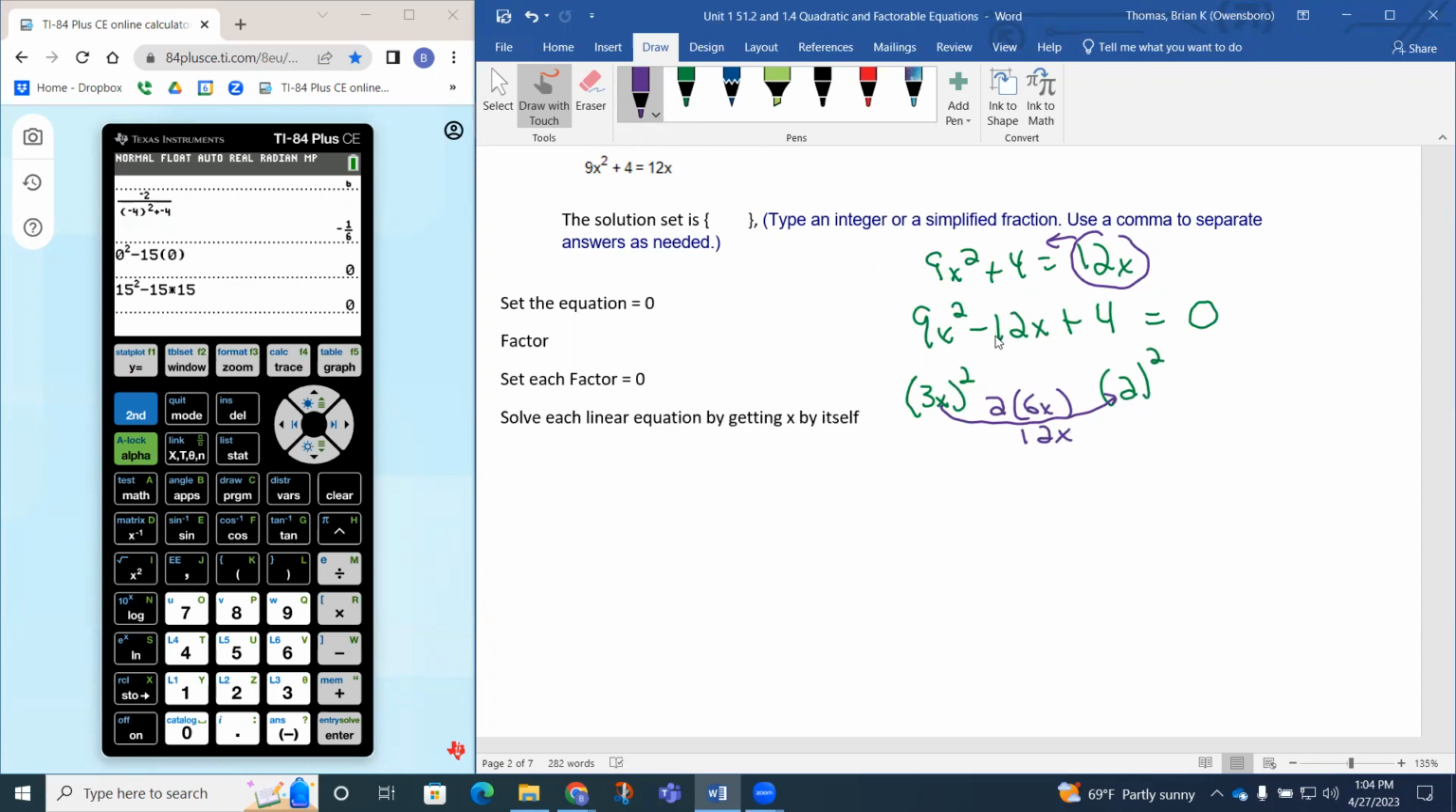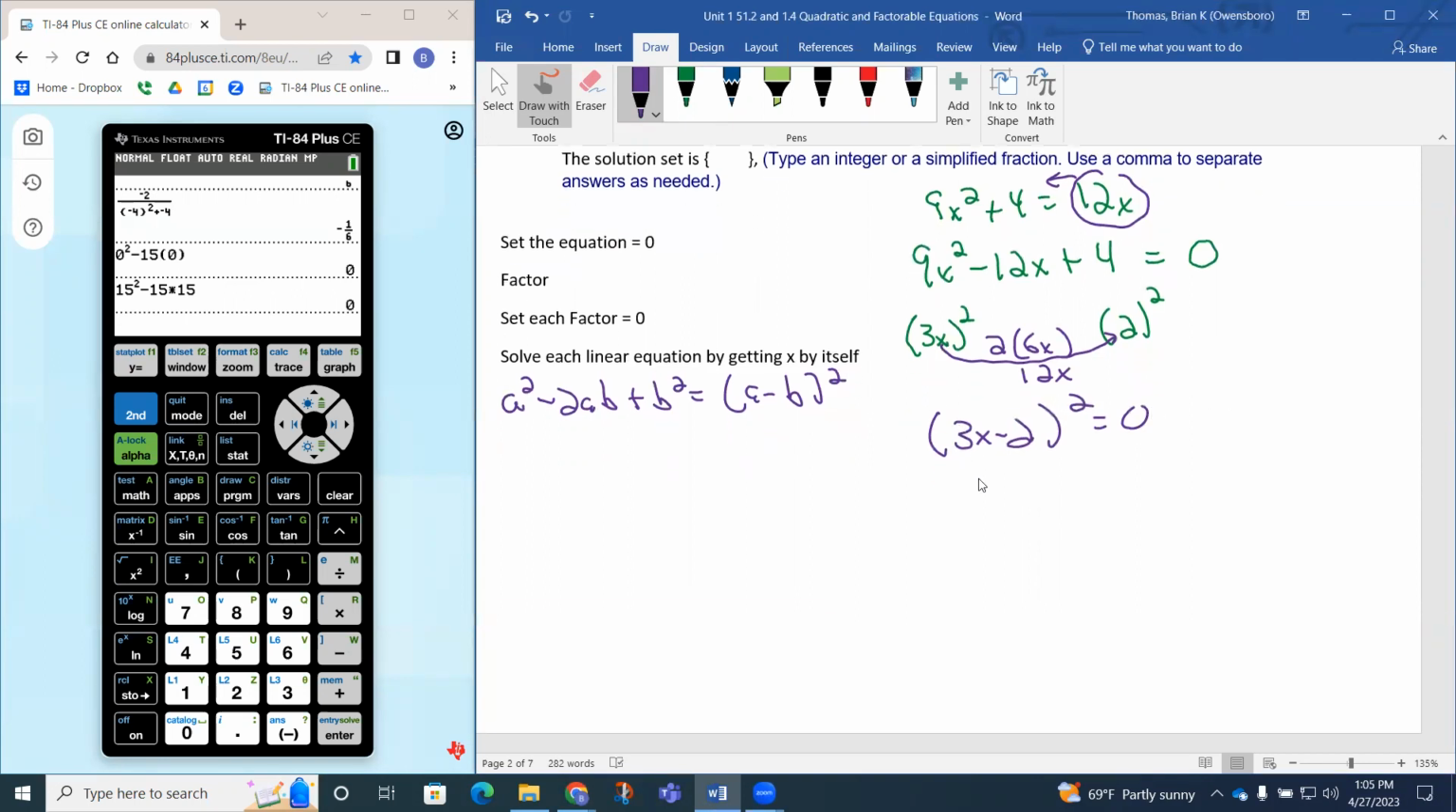It does. So what this tells me is, in my formula, if we have a squared minus this 2ab plus this b squared, it's going to factor into a minus b squared. So this tells me that our problem will factor into 3x minus 2 squared is equal to 0.